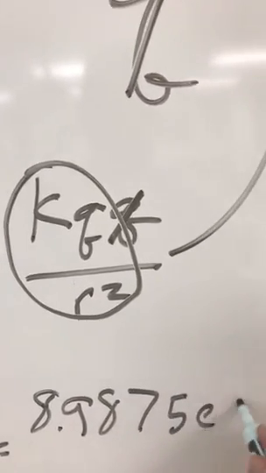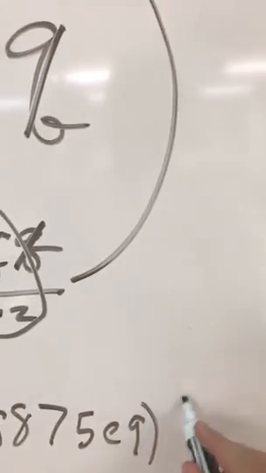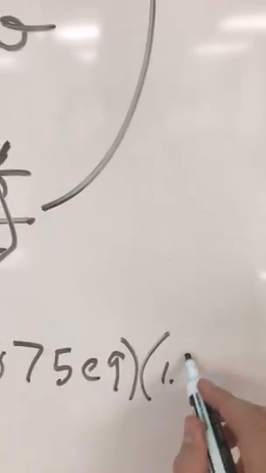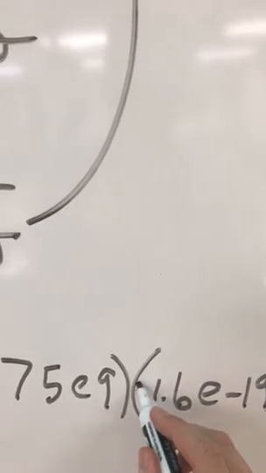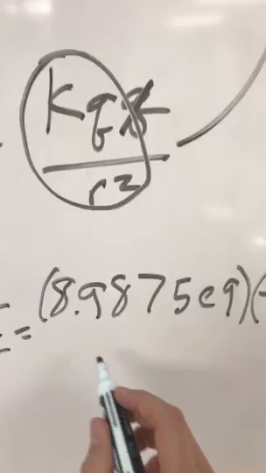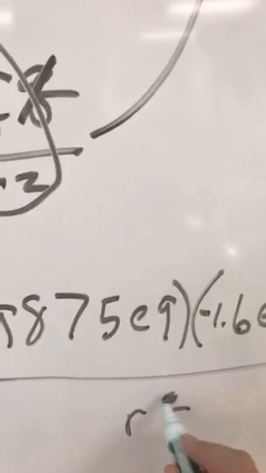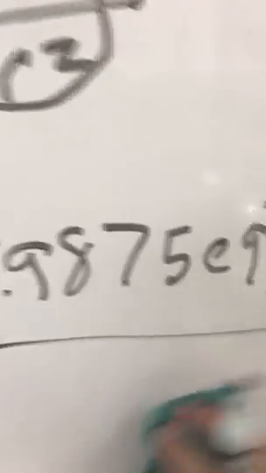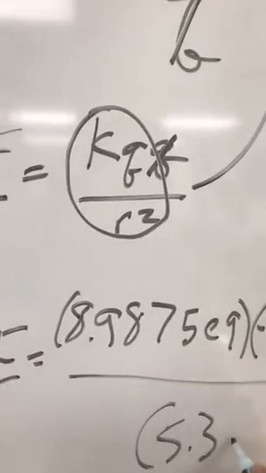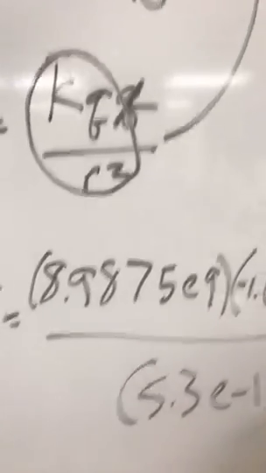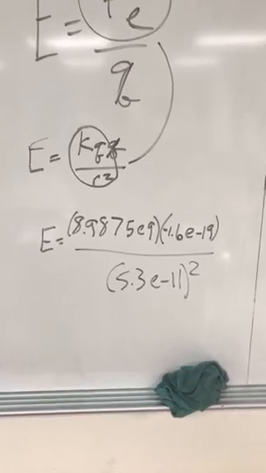8.9875 E9. And then we'll put our charge of 1.6 E negative 19, and we'll have our negative. And then we'll divide that by R squared, which in this case was 5.3 E negative 11 squared. Okay, so that's how you would solve for that first problem.